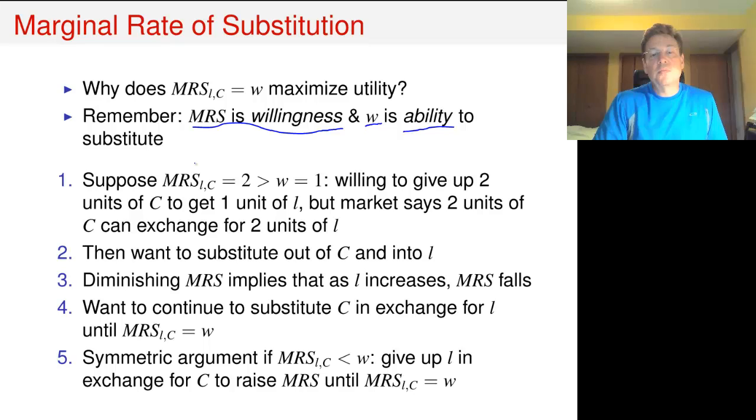In particular, suppose that the marginal rate of substitution is equal to 2 and the wage is equal to 1. Well, then this says that you're willing to give up 2 units of consumption in order to get 1 unit of leisure. But the market says that 2 units of consumption can exchange for 2 units of leisure. Then you're going to want to substitute out of consumption and into leisure. Diminishing marginal rate of substitution then implies that the marginal rate of substitution is going to fall as you increase leisure. And you want to continue to make this substitution, substituting consumption in exchange for leisure, until the marginal rate of substitution equals the wage.